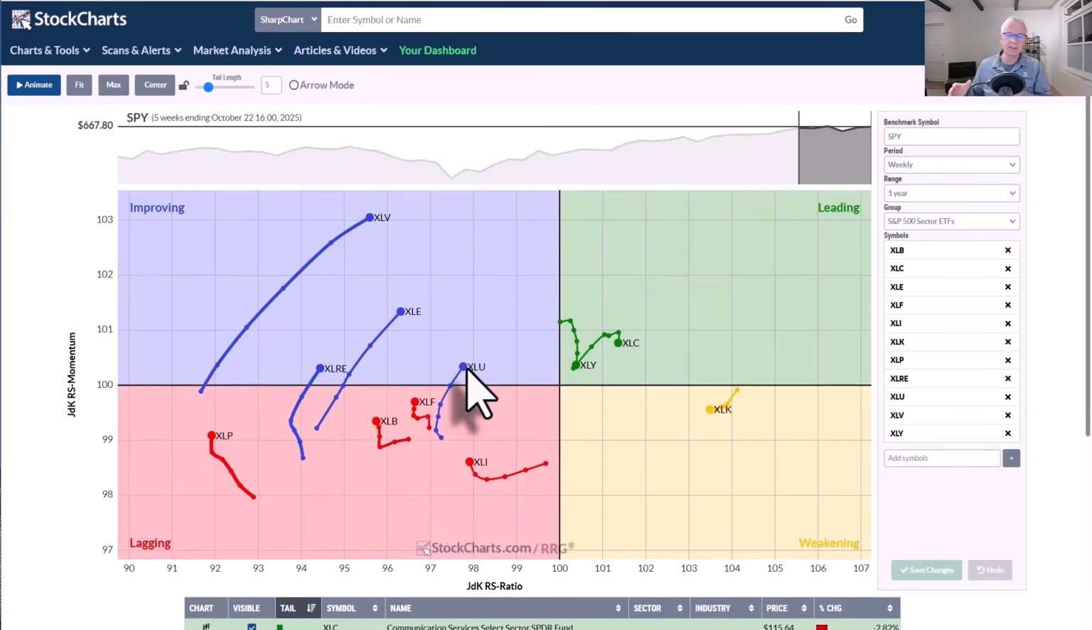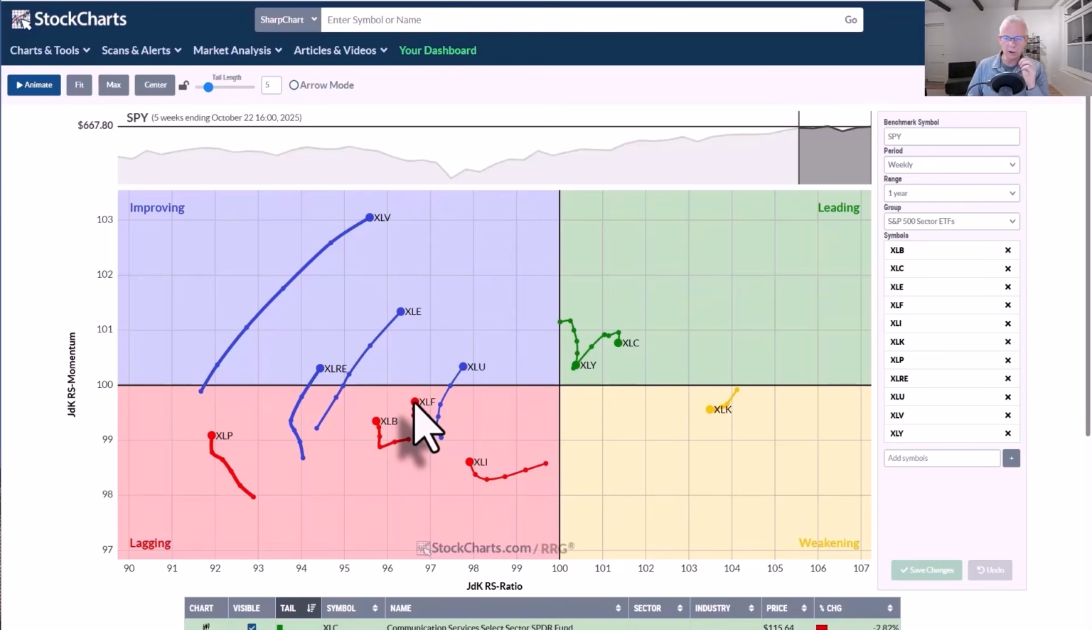And what you see is that the utility sector is improving very rapidly. And it is the sector that is accelerating. Look at the difference between the nodes here over the last couple of weeks. And it's the sector that is closest to the 100 level of crossing over and accelerating. So this is an improving sector. And I think this has pretty good potential, especially when you bring in the price chart for utilities.